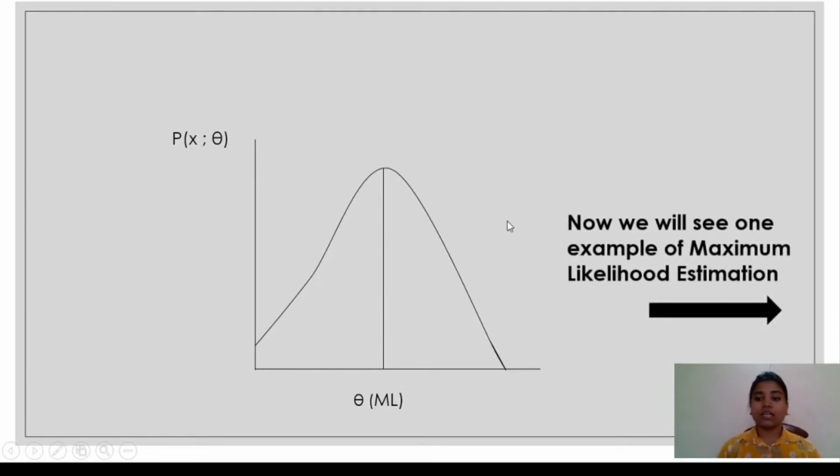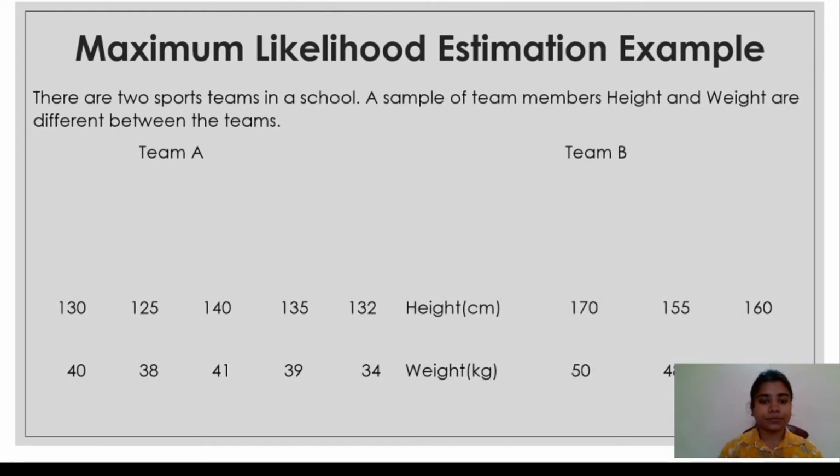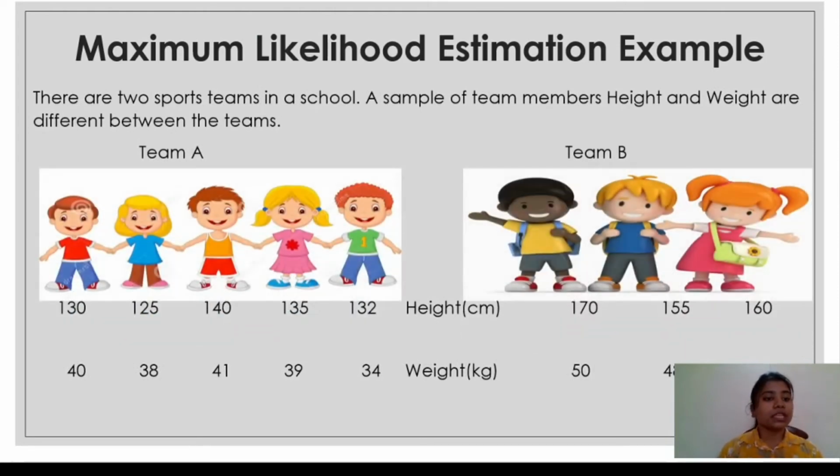Now we will see one example of maximum likelihood estimation. There are two sports teams in a school. A sample of team members' heights and weights are different between the teams. So here team A is given and team B is given, with their respective heights and their respective weights.